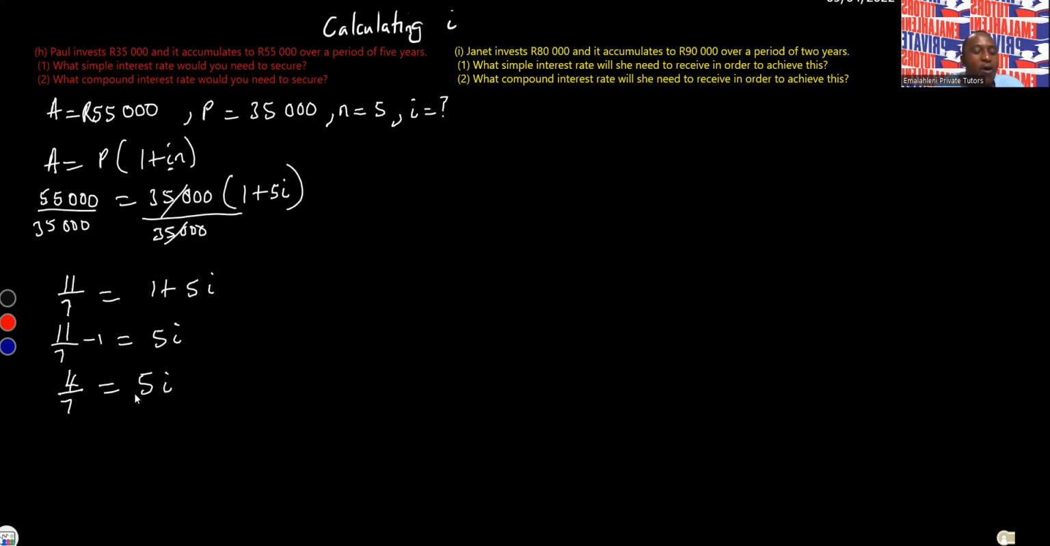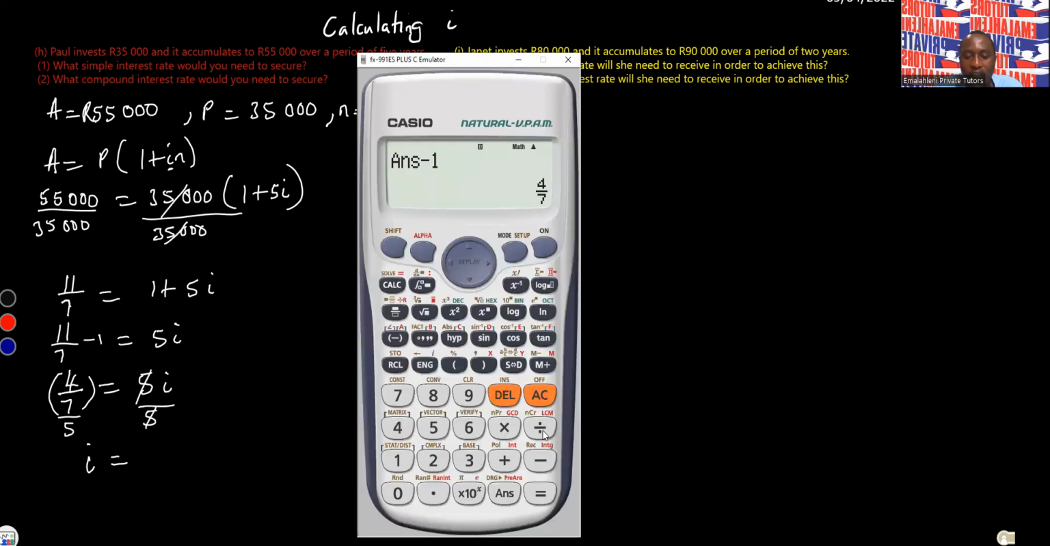Okay. Now let's divide by 5 both sides. So we're going to say here we divide by 5. We want to be left with what? You can put this one in bracket now. We want to be left with I only here. So I will be equals to 4 over 7 divided by 5. So we get 4 over 35. So it's 4 over 35.